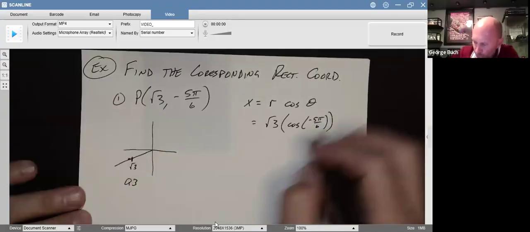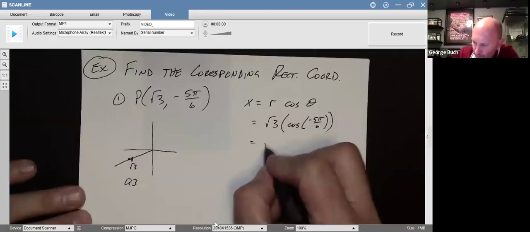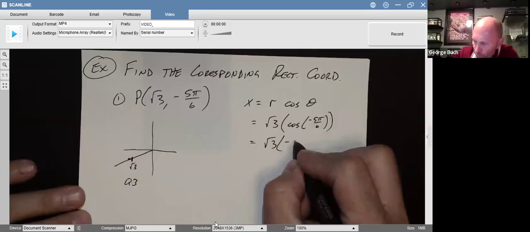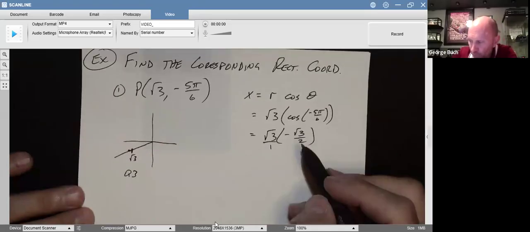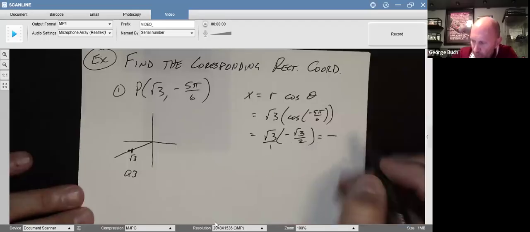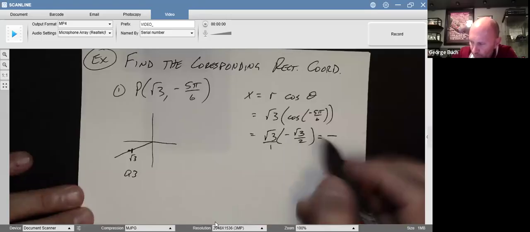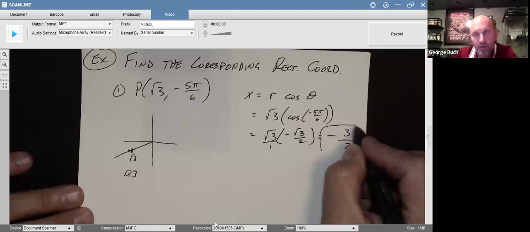And so negative cosine of negative 5 pi over 6 is negative root 3 over 2. So this is negative root 3 over 1 times negative root 3 over 2. Positive times negative is negative. Square root of 3 times square root of 3 is 3, all over 2.